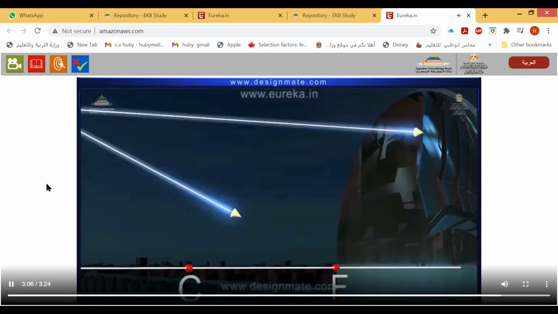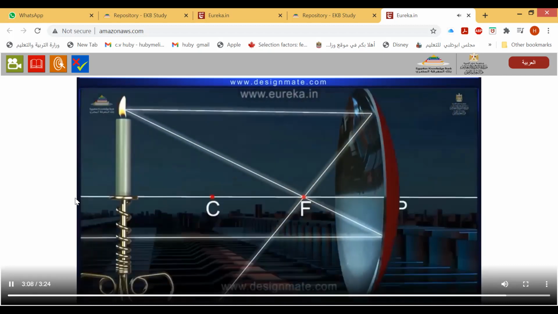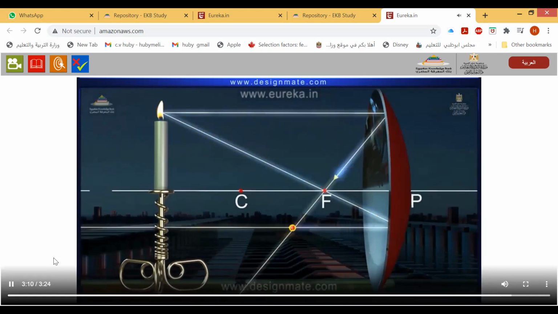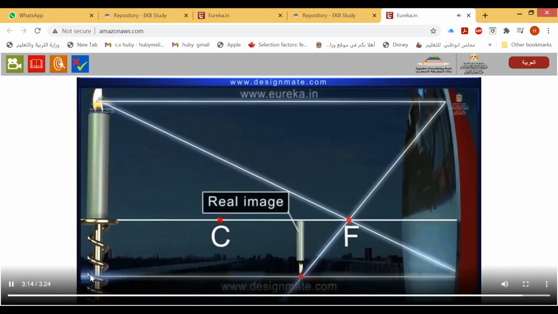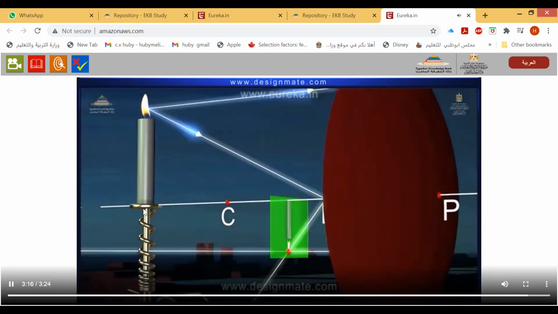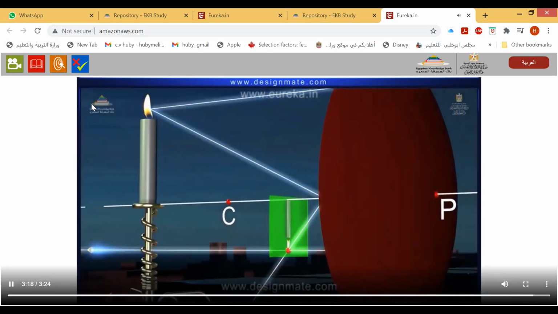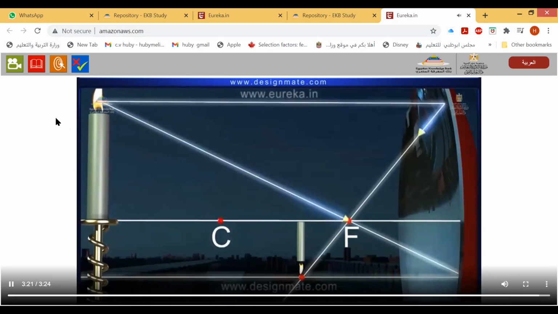If the rays of light emitted from an object actually meet at a point after reflection, then a real image is obtained. A real image can be obtained on a screen. A real image is always formed in front of the mirror and is inverted.